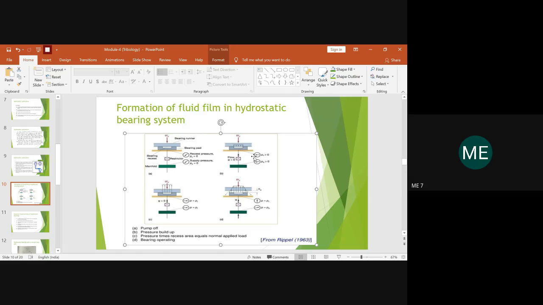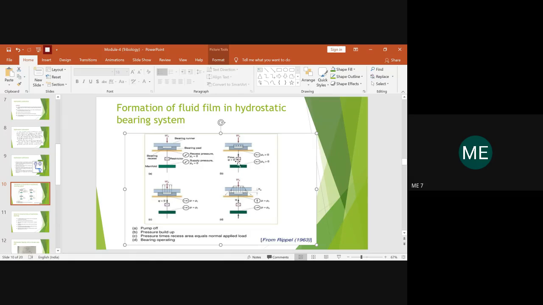Here the pressure is built up already. Why is the pressure built up? You have supplied the oil with respect to the power pump, to the pump with respect to some pressure. Hence, now the indicator here is showing some value. This is a supply pressure value which is greater than 0. It is not equal to 0. In the first position, it was equal to 0. Now it is greater than 0, right?